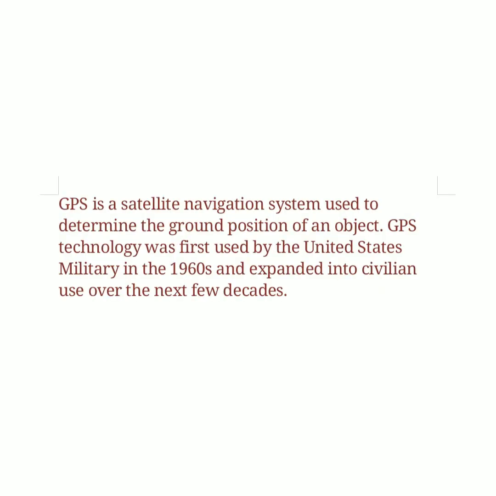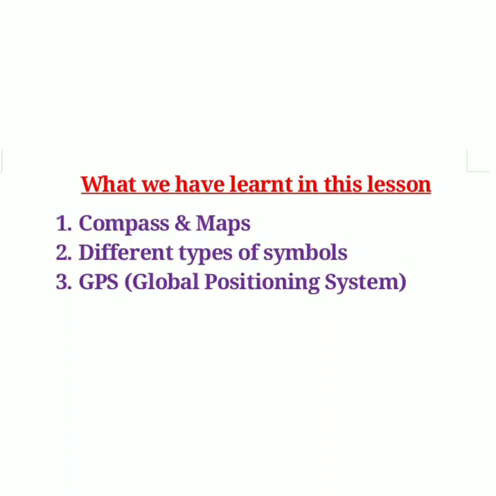So, students, GPS is a satellite navigation system used to determine the ground position of an object. GPS technology was first used by the United States military in the 1960s and expanded into civilian use over the next few decades. Now students, that's it for today's lesson.